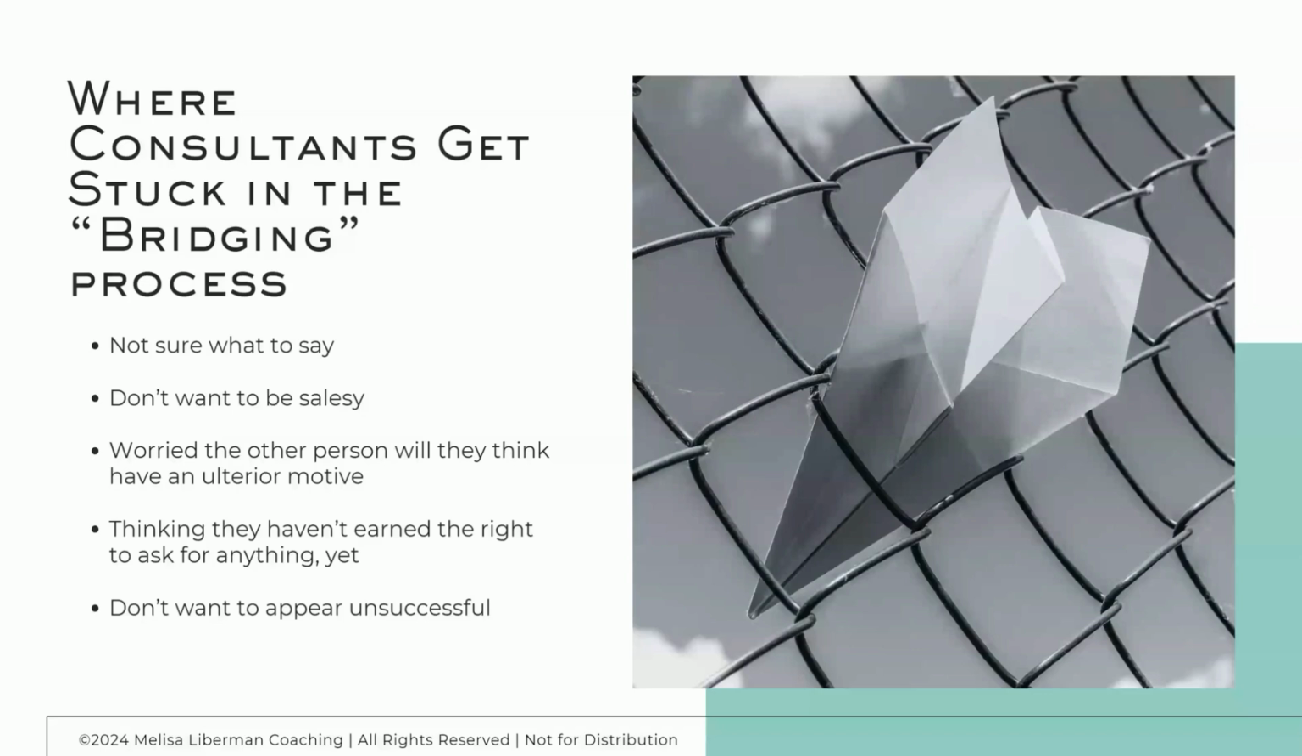Or they're worried about being salesy, and so they don't make any kind of meaningful or valuable offer or next step offer to the person they're talking to. Or they're worried that the other person might think they have an ulterior motive, and so they want to make sure that doesn't happen, so they don't recommend a next step. Or they think they haven't earned the right yet to ask for anything or to recommend a next step.